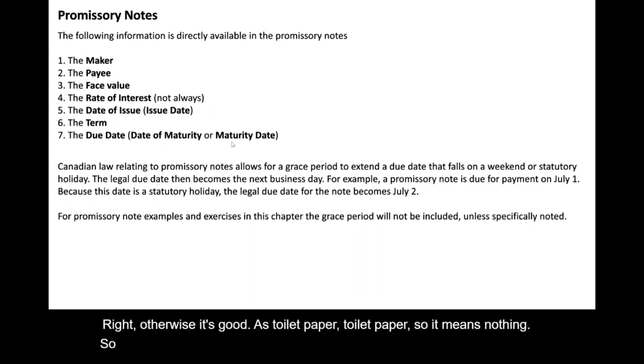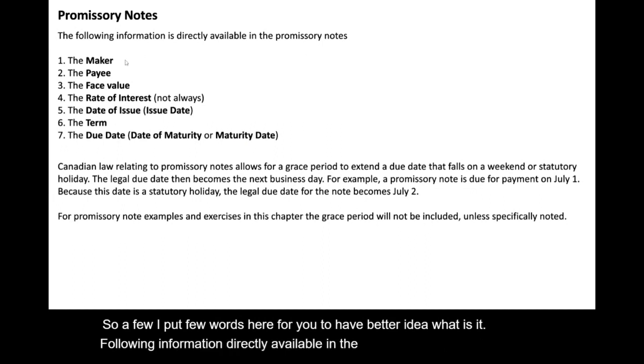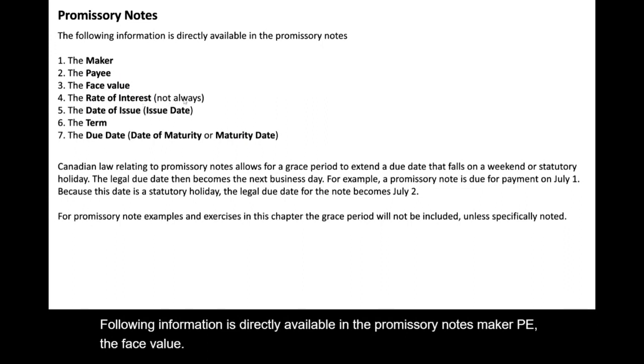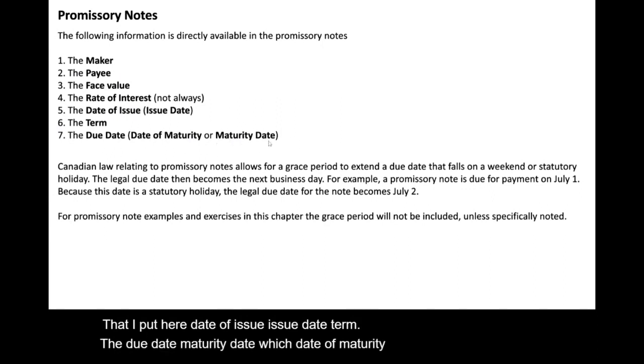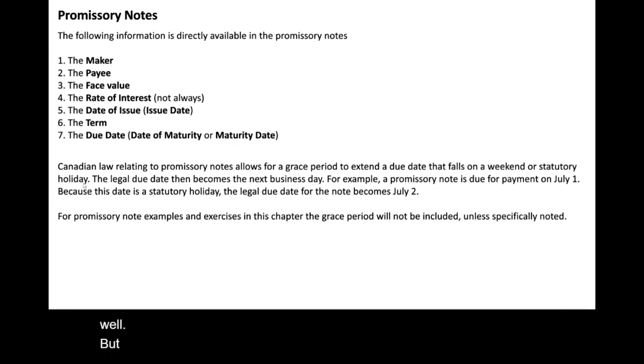So I put a few words here for you to have a better idea what it is. So the following information is directly available in the promissory notes: maker, payee, the face value, rate of interest, not always, that I put here, date of issue, term, the due date, maturity date, or date of maturity. Not always, well, but yeah.